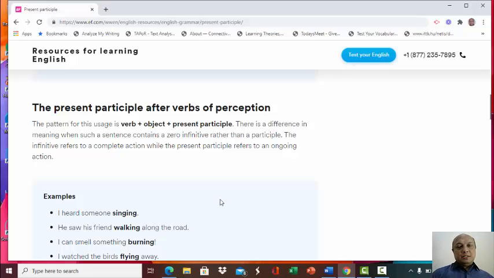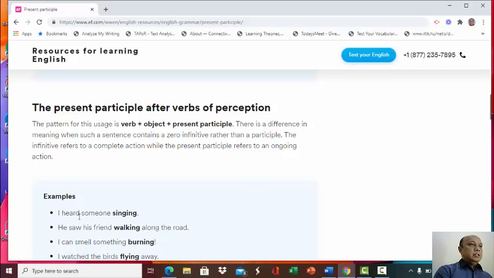But with only the verb 1, that's the zero infinitive here, it implies that the action has been completed, or the one who sees or hears or watches that watched the event unfolding from the beginning till the end. Yeah, okay, so that's the difference between present participle and zero infinitive. Zero infinitive is only the verb 1.